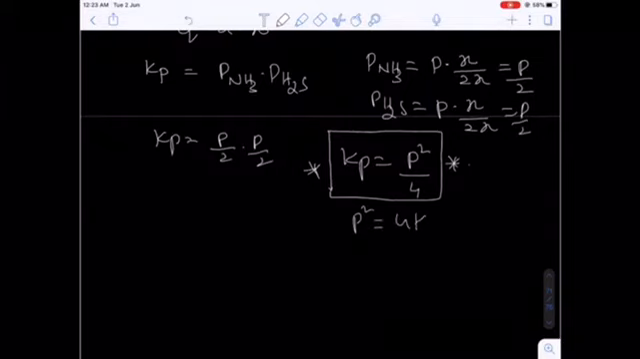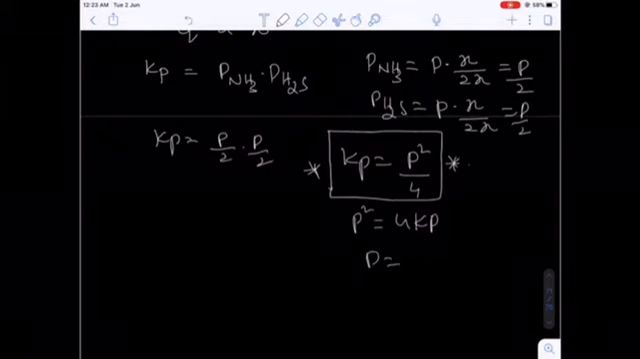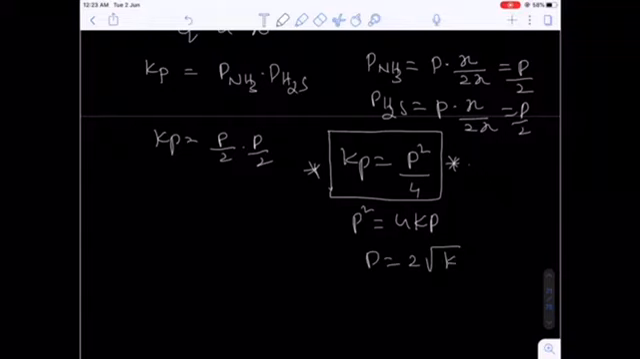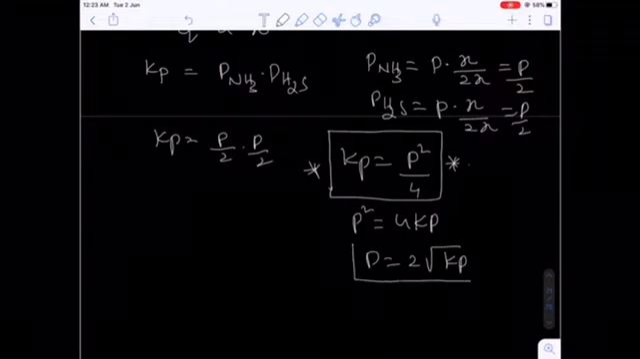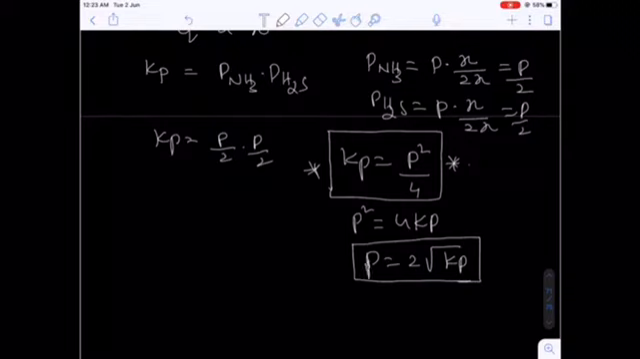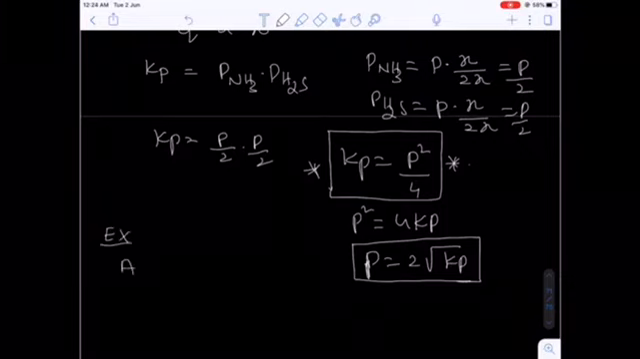This is a very important expression regarding ammonium hydrogen sulfide. Are you getting my point? From here, P square is equal to 4 into Kp. So P is equal to 2 into under root Kp. If the Kp value is given, we can find the equilibrium pressure or vice versa. This is very important.